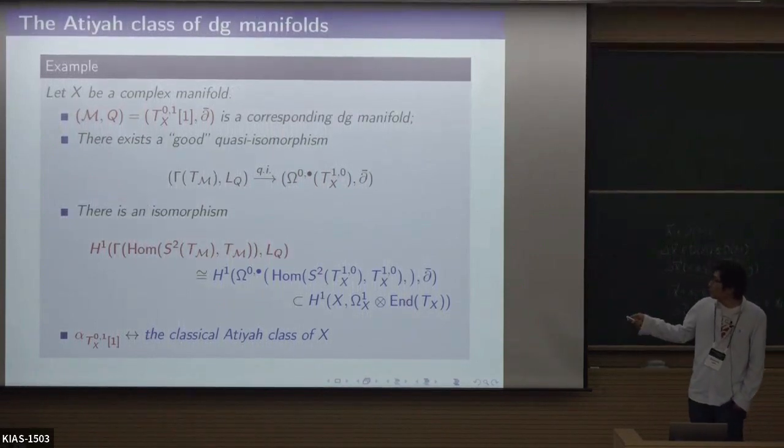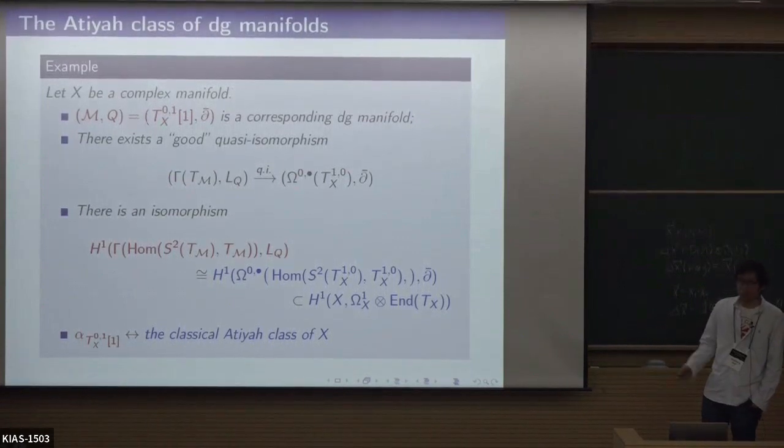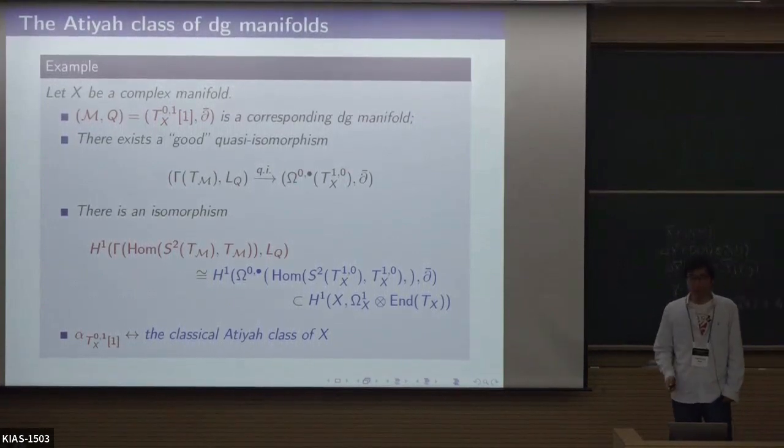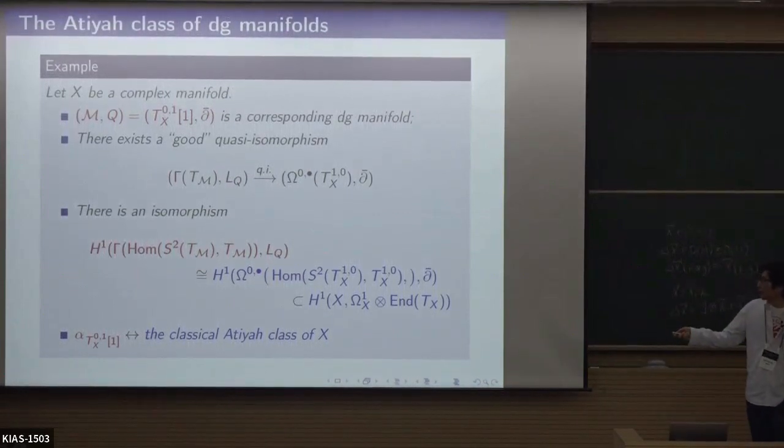And so using this quasi-isomorphism, I said this is a good quasi-isomorphism because it is closed under tensor, which means if I tensor the same thing twice on both sides, you still get a quasi-isomorphism. Even if you take the dual, you still get a quasi-isomorphism. And so you get an isomorphism on the cohomology on both sides.